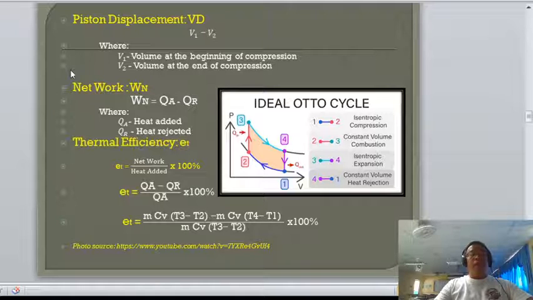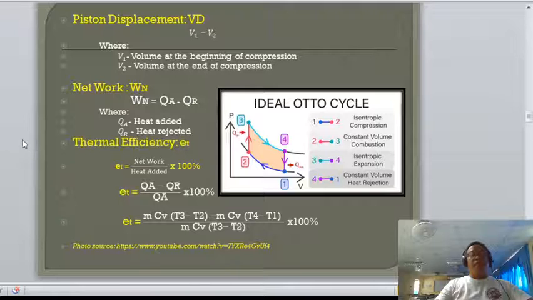That is the net work or the useful work. Another is the so-called thermal efficiency. Thermal efficiency is the measure of how much of the energy input is utilized into useful work. So that is the ratio of the net work and the heat added to the system.